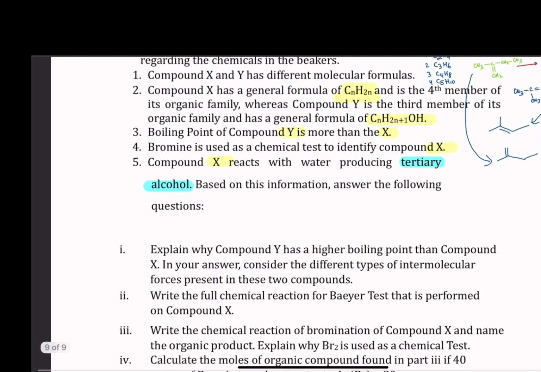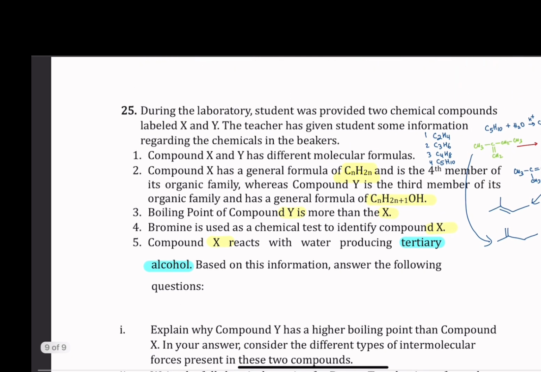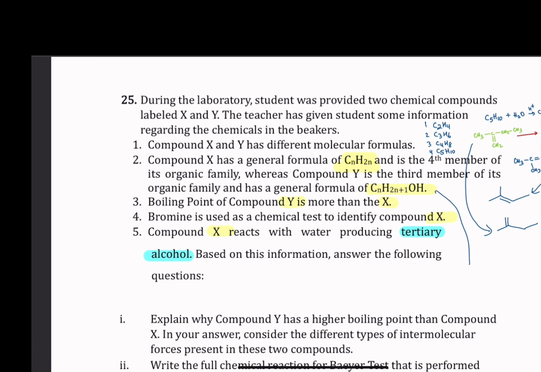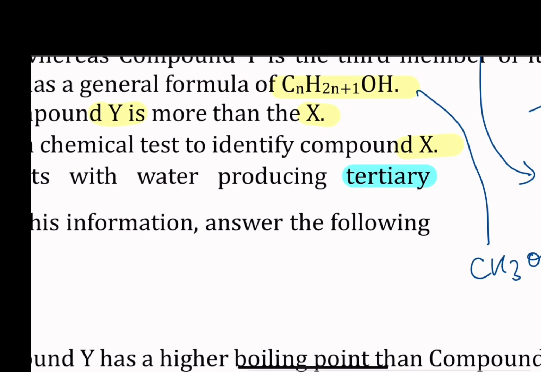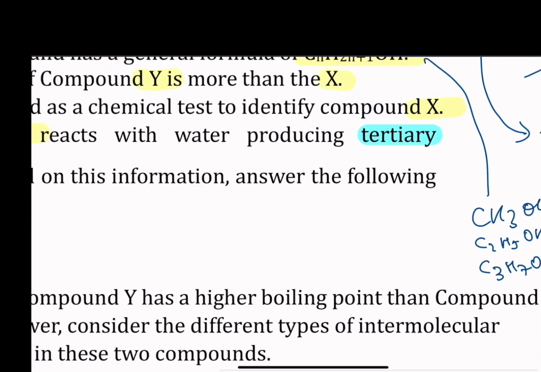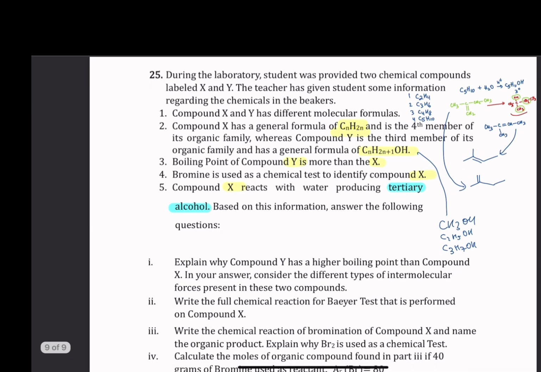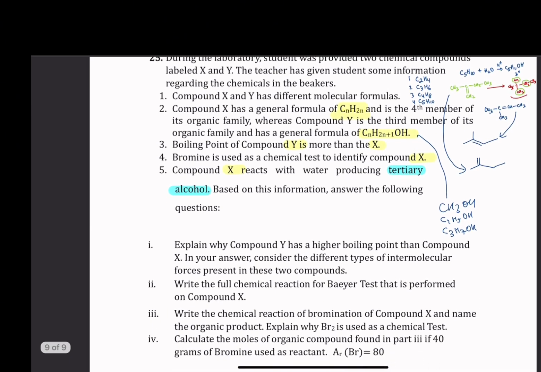Now, what else do we have left? It's telling us to find the third member of alcohol. So for alcohol, we start with methanol, CH3OH, then C2H5OH, and then C3H7OH. So we're talking about either propanol or isopropanol. We haven't been given any information about what happens with oxidation.